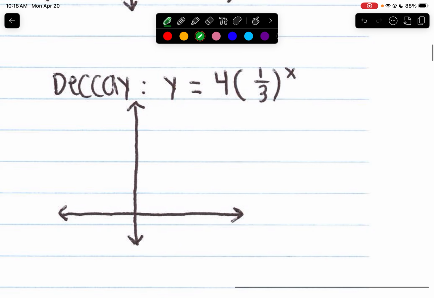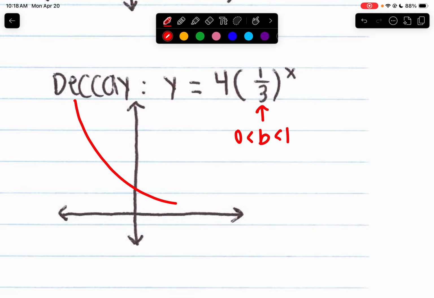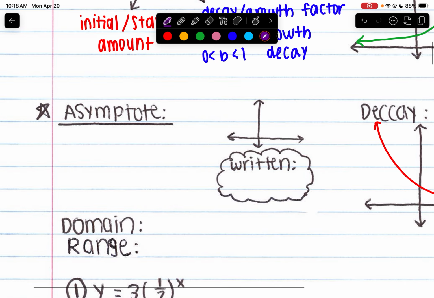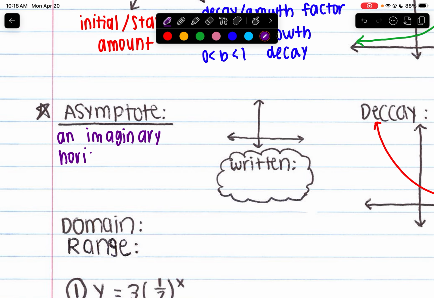All right, now if we have a decay graph, a decay graph is if our b value is in between 0 and 1. So we know for sure that this is going to decay. And decay graphs are kind of the opposite. They kind of start off high on the left side, curve down, and flatten off towards the right. And it's not really flat, but it's kind of getting closer and closer to a boundary line. And that boundary line is going to bring us to our word asymptote. Now, the word asymptote is an imaginary horizontal line the function never crosses.